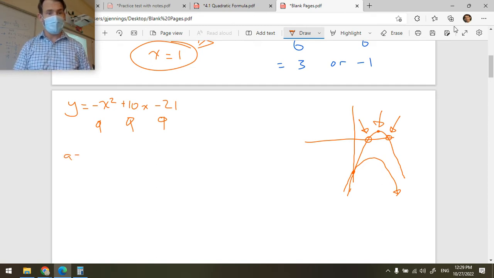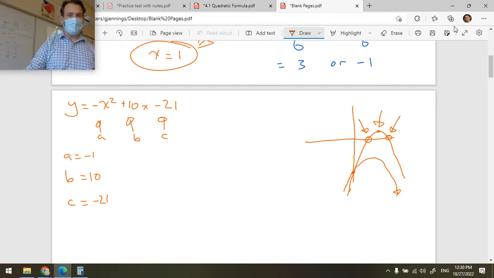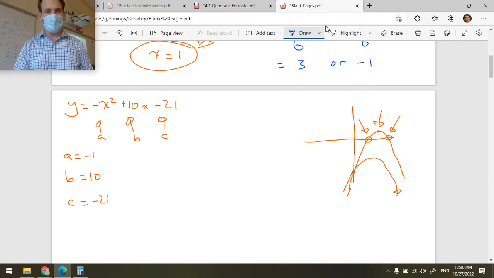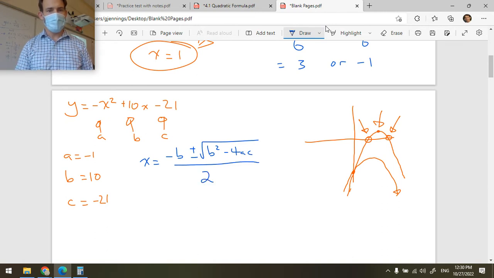First, make a little chart of your numbers. So a is equal to negative 1. That's here, a. b is here, and c is here. They're all parts of our visualization. They're all numbers that we use to visualize these quadratics, and they also are numbers that go directly into the quadratic formula. So copy it out. x is equal to negative b plus or minus the square root of b squared minus 4ac over 2a. All right, and then go ahead and substitute in.